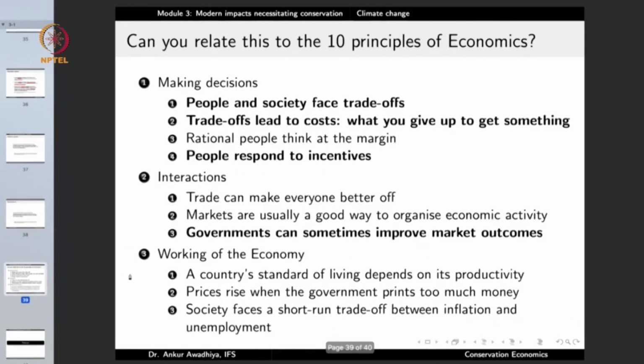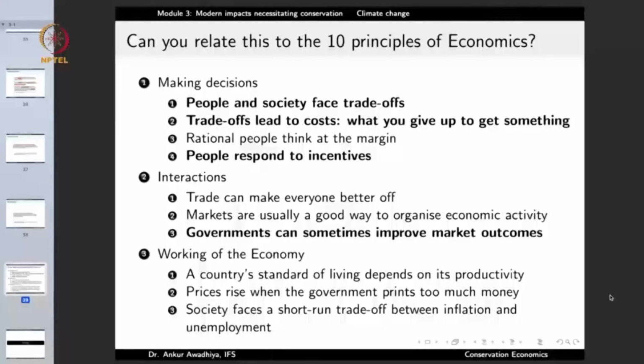Now, as before, we can relate climate change and the responses to the 10 principles of economics. People and society face trade offs. Here, the trade off is whether you want to have more and more resources now or whether you want to survive in the future. Whether you want to have more and more electricity now by burning fossil fuels, or do you want to forego the impacts of climate change? So, there are always trade offs. These trade offs lead to cost, what you give up to get something.